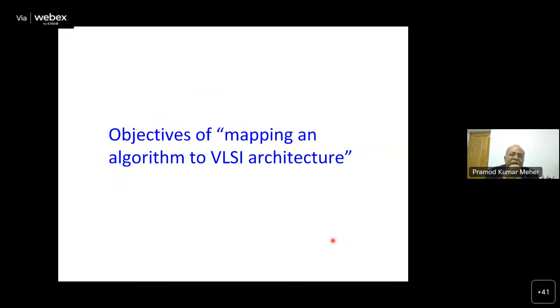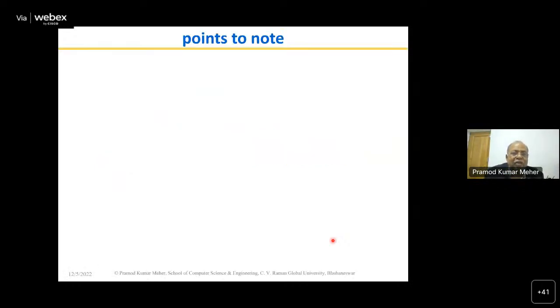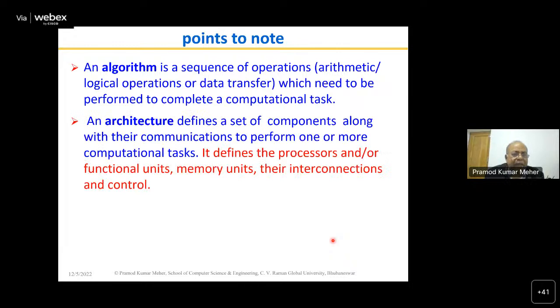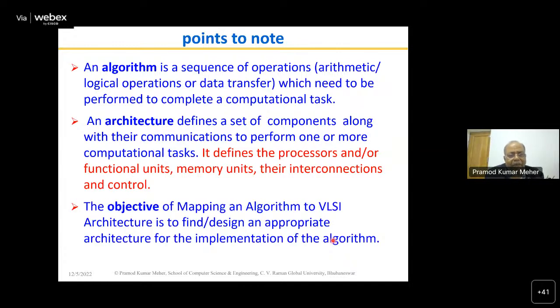Then briefly, I will tell you the objective of mapping an algorithm to VLSI architecture. Why do we do this? Basically, we know that an algorithm is a sequence of arithmetic or logical operations or data transfers which need to be performed to complete a computational task. An architecture defines a set of components along with their communications to perform one or more computational tasks. It defines the processors, functional units, memory units, their interconnects, and control. And the objective of mapping an algorithm to VLSI architecture is to design an appropriate architecture for the implementation of the algorithm as specified by the application.